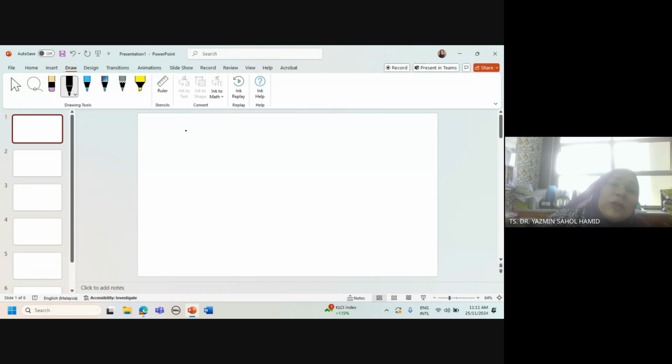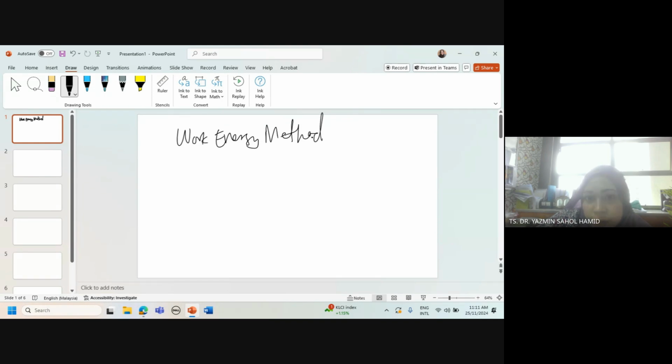Okay, so today's class we will continue the work energy method. I know we have learned the work energy method and the impulse and momentum method. We're supposed to go into chapter topic 3 today, but today I want to try questions that have a spring involved, because we haven't tried questions that have a spring. Okay, so, work of a spring force.